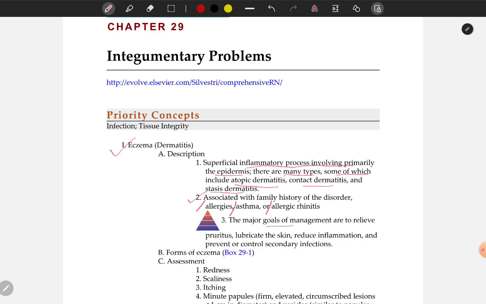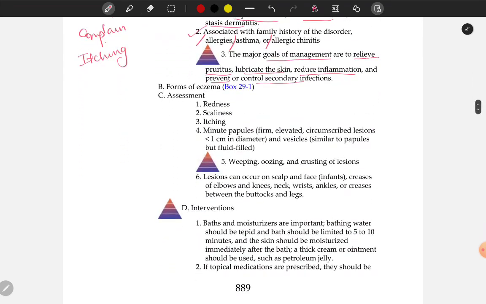The major goal of management is to relieve the pruritus, because a patient with dermatitis will always complain about itching. So we have to relieve the itching, lubricate the skin, reduce the inflammation, as well as prevent and control secondary infection. So this is the primary infection which can lead to secondary infection.